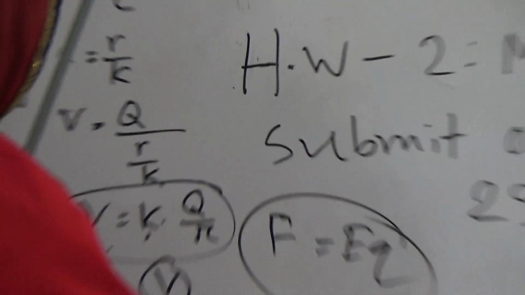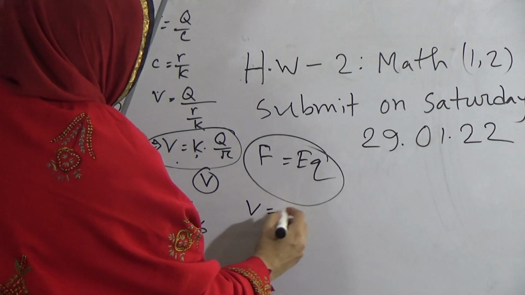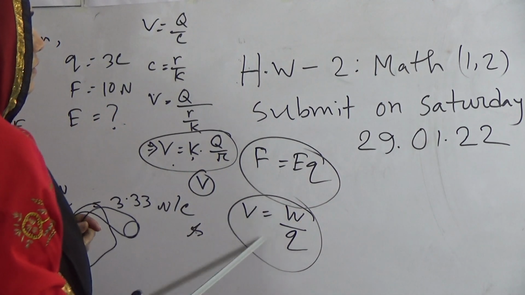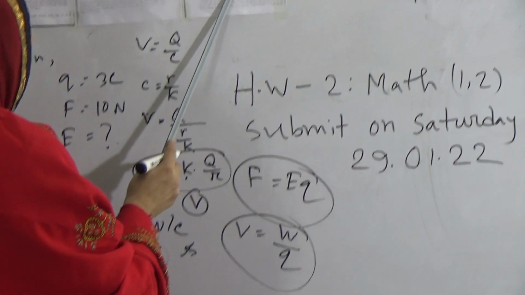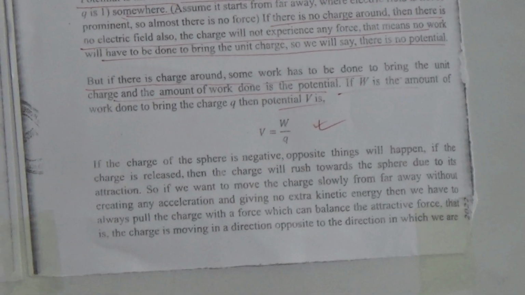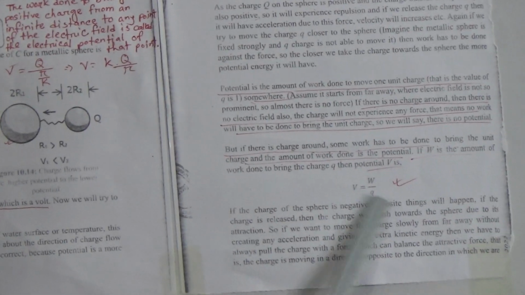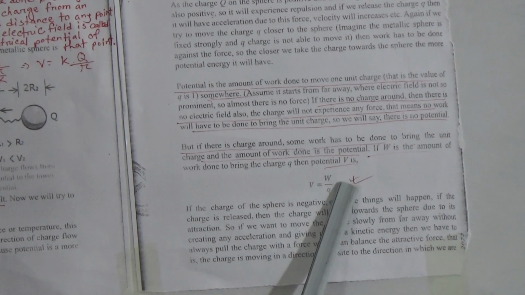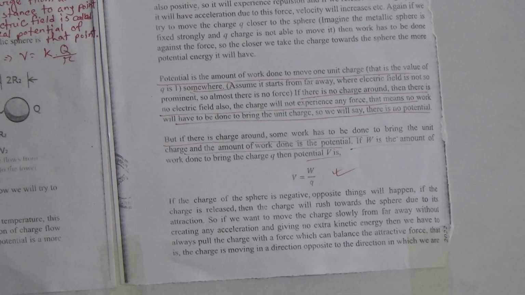If W is the amount of work done to bring a charge, then we can write the electric potential like this: V equals W divided by Q. My dear students, this is another important formula. For doing the mathematical problems, we have to memorize this formula, and this one. V equals W divided by Q. Here V is electric potential, W is work done, and Q is charge.